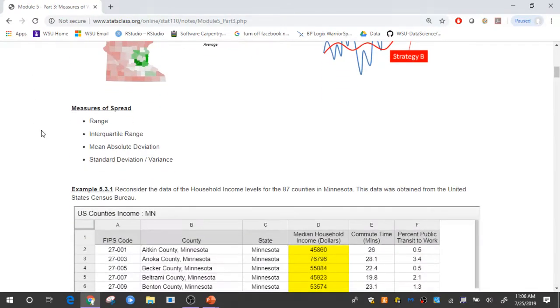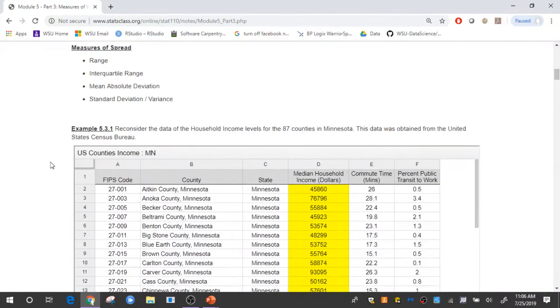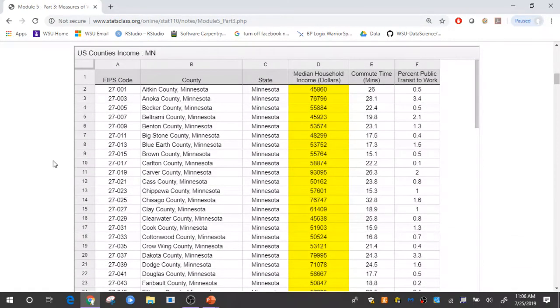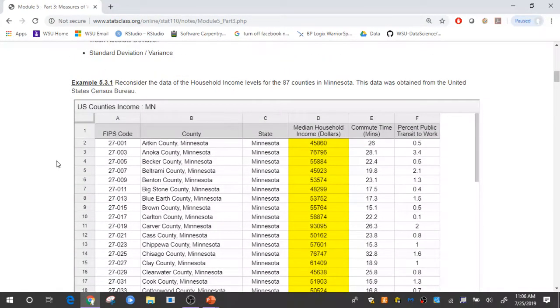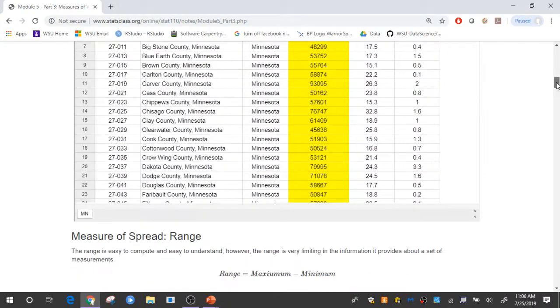So here we are going to discuss the range, the interquartile range, the mean absolute deviation, and then the standard deviation. And we're going to do that again for the household income levels across the state of Minnesota. So that data is provided here on the screen for the 87 counties in Minnesota.